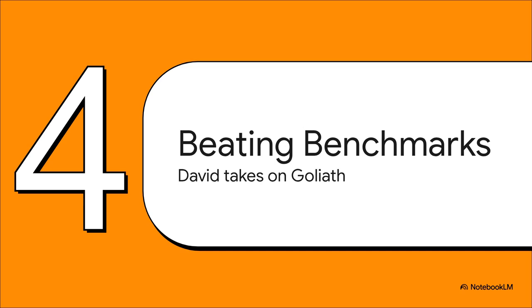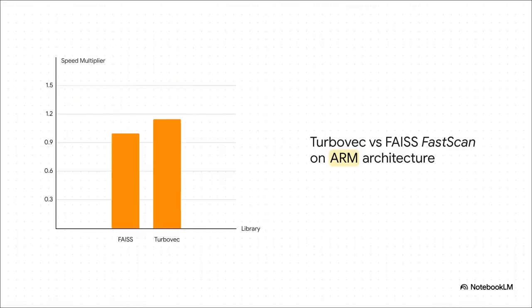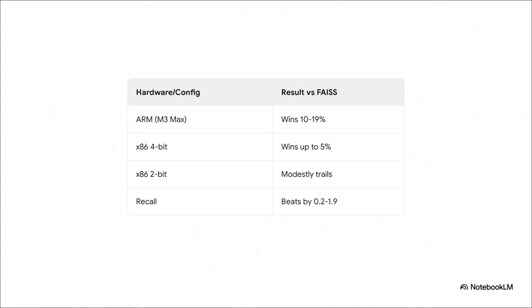Now for part 4, beating the benchmarks. David takes on Goliath. Let's see how this scrappy Rust index holds up against Meta's industry-standard FAISS library. The performance numbers here are frankly incredible. On ARM architecture, specifically the Apple M3 Max, Turbovec uses handwritten NEON kernels for fast SIMD search. Thanks to this deeply optimized hardware-level math, Turbovec flat-out beats FAISS FastScan by 10 to 19% across every single configuration tested.